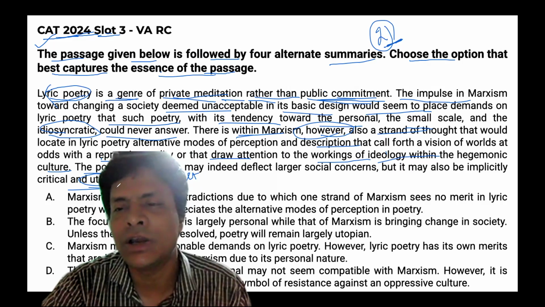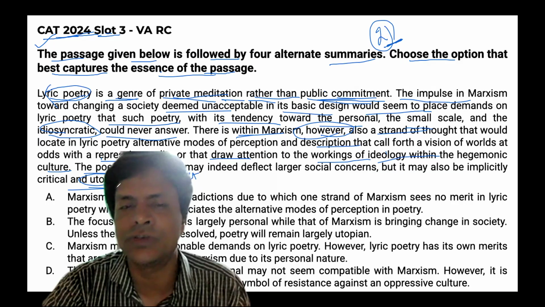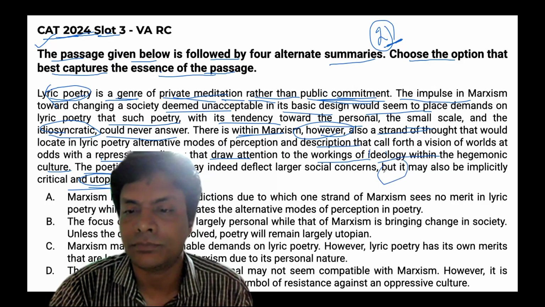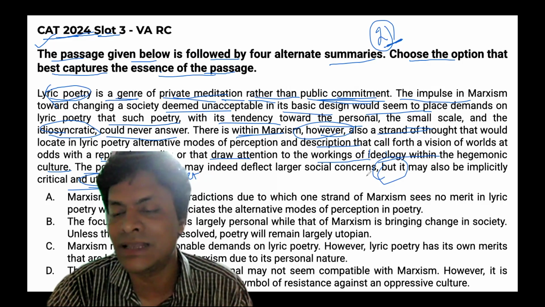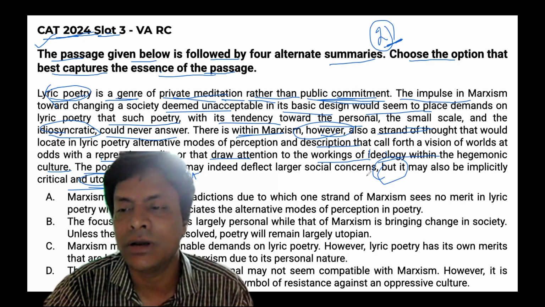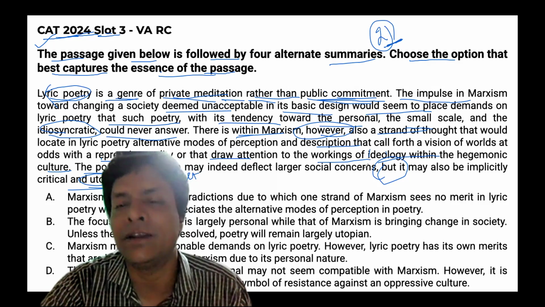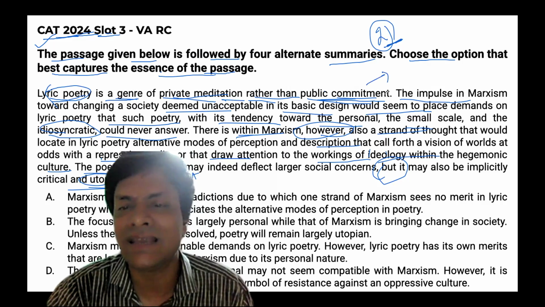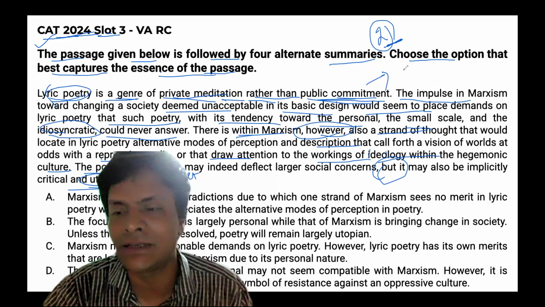So you can say that poetry might avoid or distract from big social issues, but at the same time it may be critical and utopian. So when we say that, it can also quietly criticize them and imagine a better and ideal world. All in all, this text is trying to tell us what lyric poetry is, and what Marxism is.